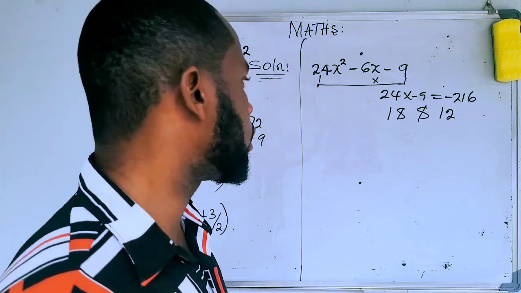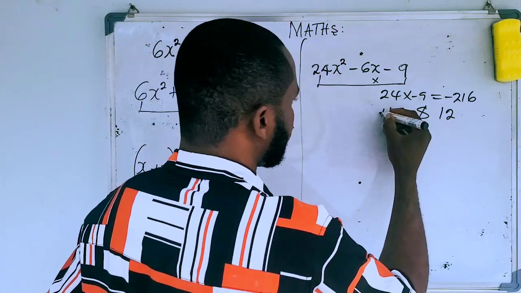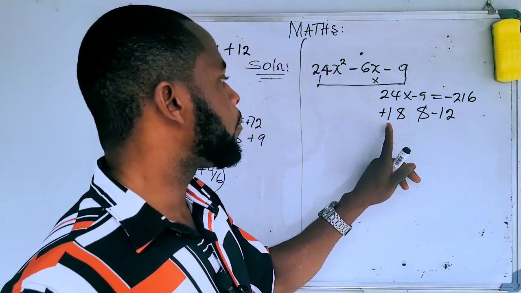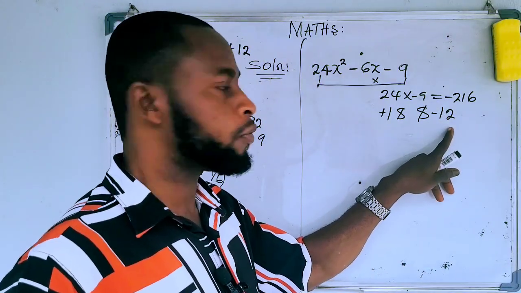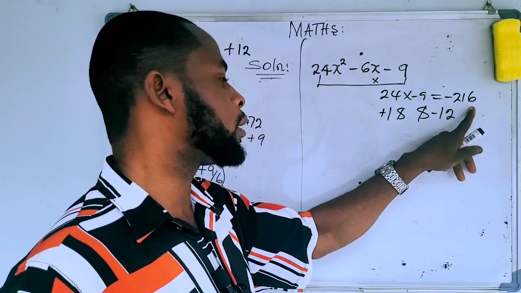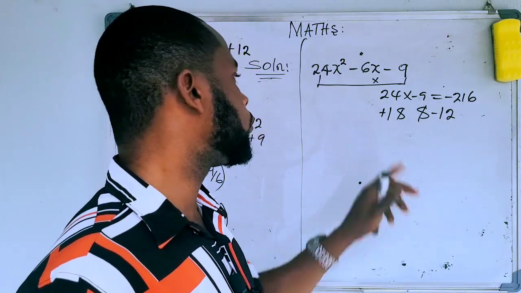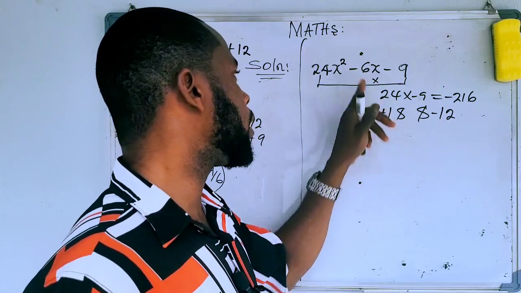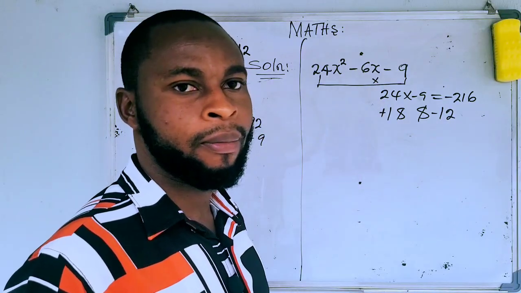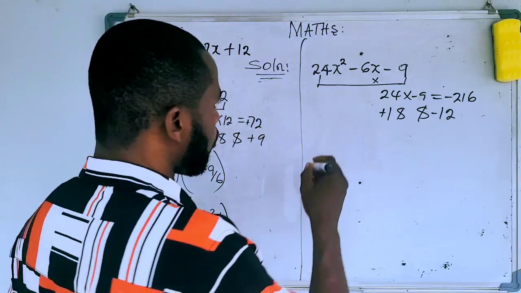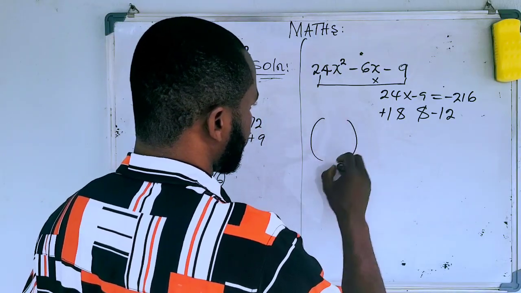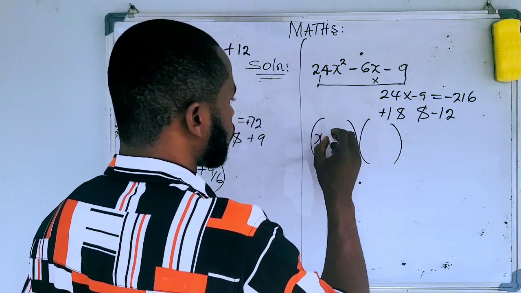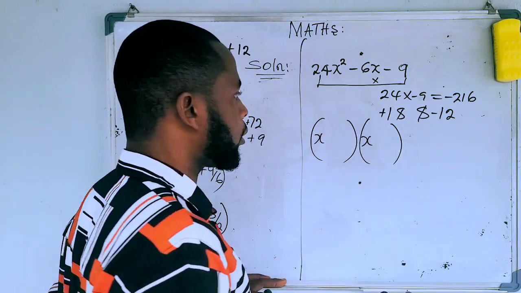Then you attach a sign to this. Let this be positive and let this be minus. If you multiply it out, plus 18 times minus 12, you get minus 216 exactly. And if you add up plus 18 plus minus 12, you have minus 6 exactly. Then now, open two brackets. This is x squared. Insert one here and insert another one here.